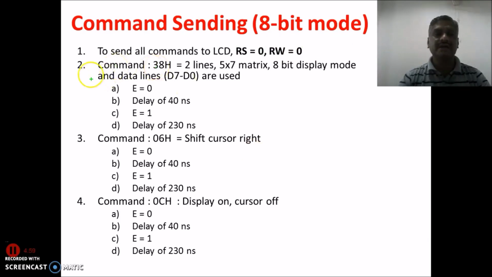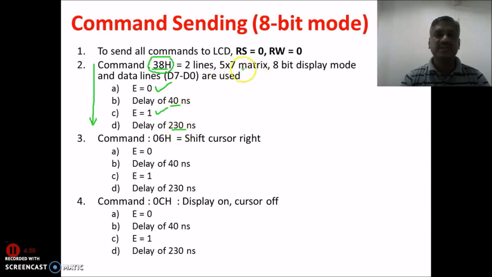Now here I have a flow I am using. I am sending the command 38H in hexadecimal, which will initialize 2 lines, 5x7 matrix, and 8-bit display mode, using the D0 to D7 lines. We have to make E equal to 0, that is, the enable pin must be 0 for 40 nanoseconds, and then it should be 1 for 230 nanoseconds. In that case this command will be processed by the LCD, or maybe more than that. This is the minimum requirement.